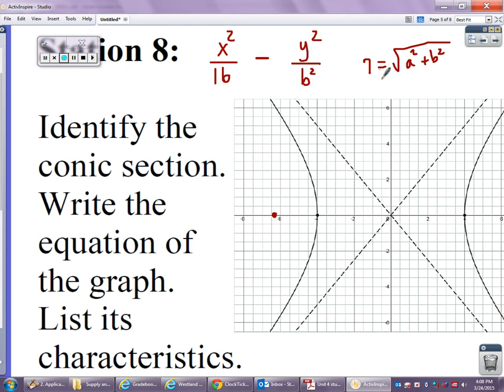That means that inside our square root, it has to be 49. A squared, we already know, is 16. And since 16 plus what number would get us 49? Well, it would be 33. So that means b squared has to be 33. So now I know it's x squared over 16 minus y squared over 33. And again, it always equals 1.